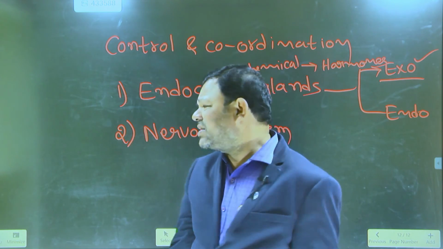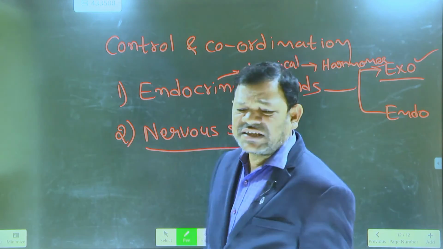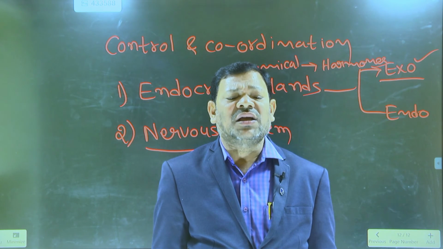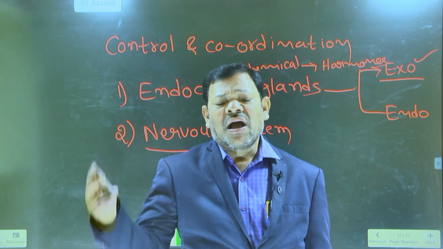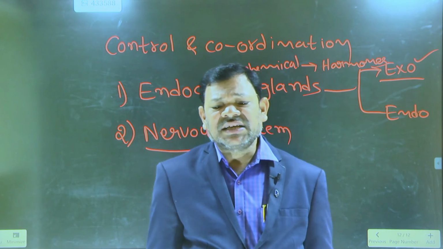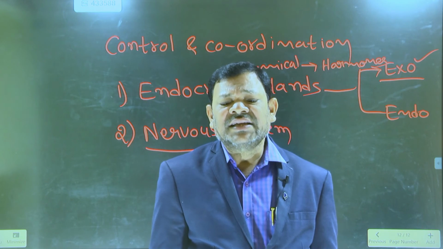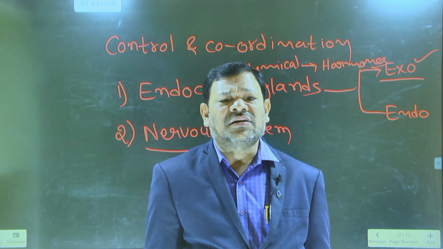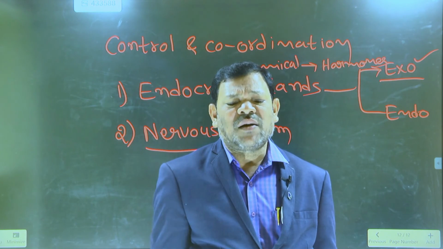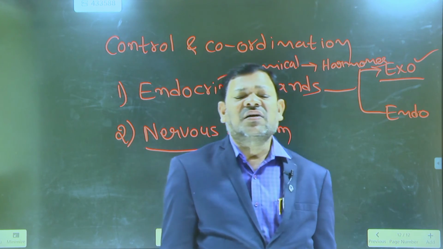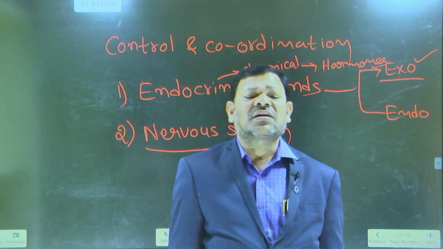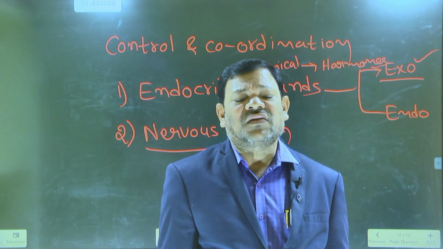And the second one is the nervous system. The nervous system also controls and coordinates the body of the organism. For example, outside of the body, if it is raining, we use an umbrella. If it is cold, we cover ourselves with a blanket or a sweater. So these are all control and coordination occurring through the nervous system.